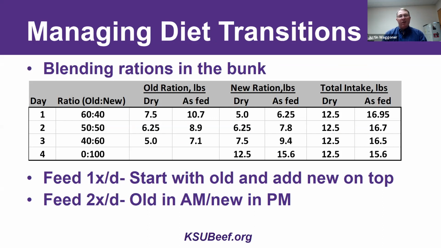Typically on a grower ration, I'll start at 60% of the old ration and 40% of the new ration on the first day. If we take that 12 and a half pounds of dry matter intake from our example, 60% of that would be 7.5 pounds of dry feed from the old ration, 5 pounds from the new ration. On an as-fed basis, due to the moisture content of those feeds, that would be 10.7 pounds of the old ration and 6.25 pounds of the new ration.